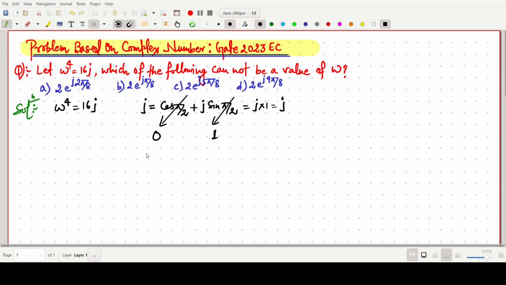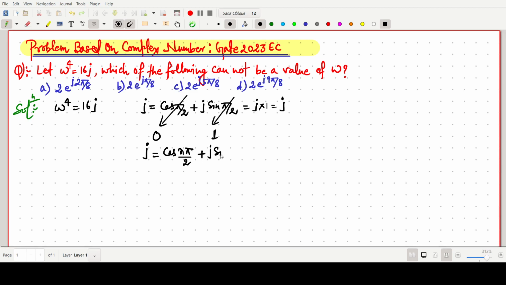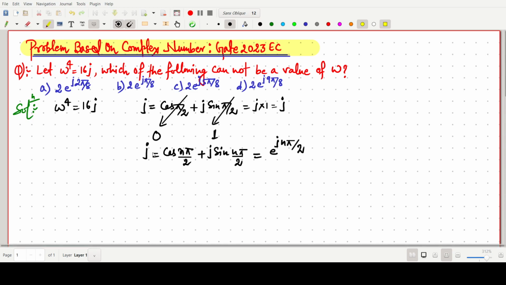But in general form we can write this as cos n pi by 2 plus j sin n pi by 2. I am going to write a general form. This can be written as e to the power j n pi by 2. This is the Euler formula, and this is how the value of j can be written. This is the important point: j equals cos n pi by 2 plus j sin n pi by 2.